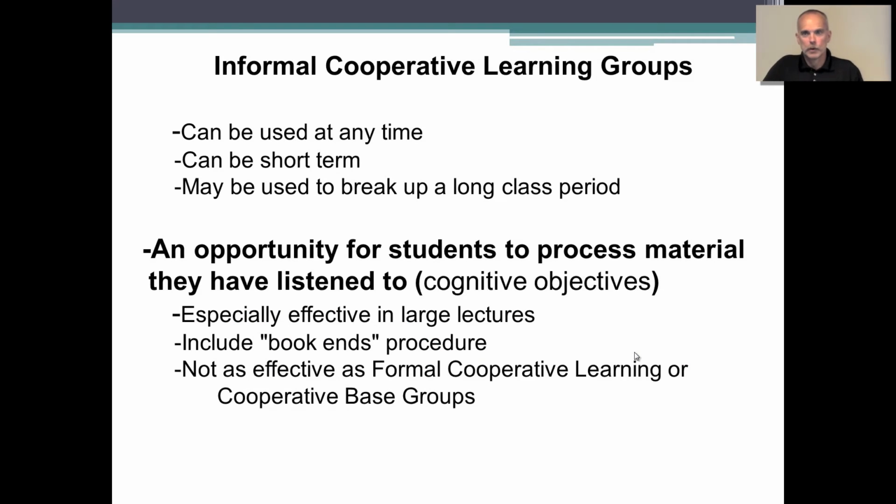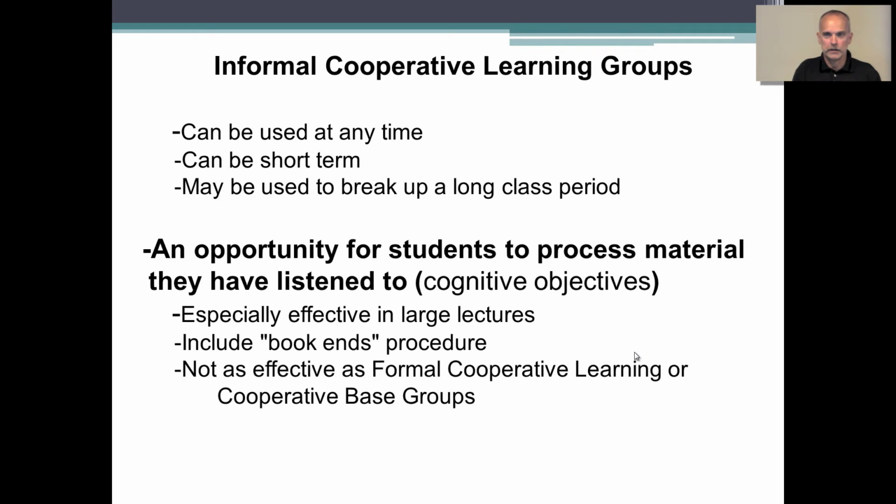So a little bit more about informal cooperative groups, some guidance that I might offer, and that certainly others would offer as well. First of all, it can be used at any time. Use it at the beginning of the class, maybe to check for understanding of the material from the previous class. It can be short term. Keep it short, keep it simple. Don't make your questions too complex. Our students are certainly going to need more time. And third, it's very, very helpful to use these kinds of activities to break up a class period.